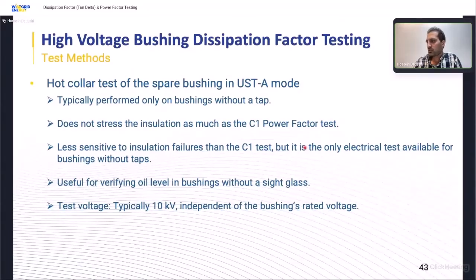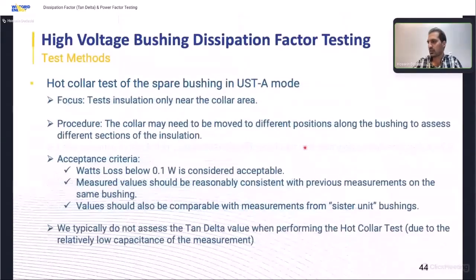It's useful for verifying oil level in bushings without a sight glass or oil level indicator. Also, if our bushing oil is lower than the oil level indicator, we can check its level by hot collar test. The test voltage is typically 10 kV. It's focused on insulation only near the collar area, so we can move the collar to different positions along the bushing to assess different sections of the insulation.